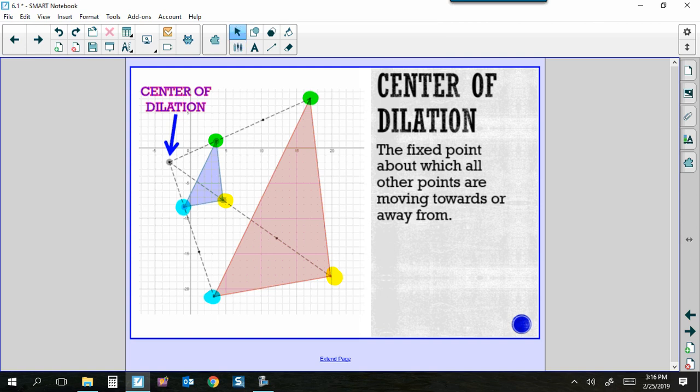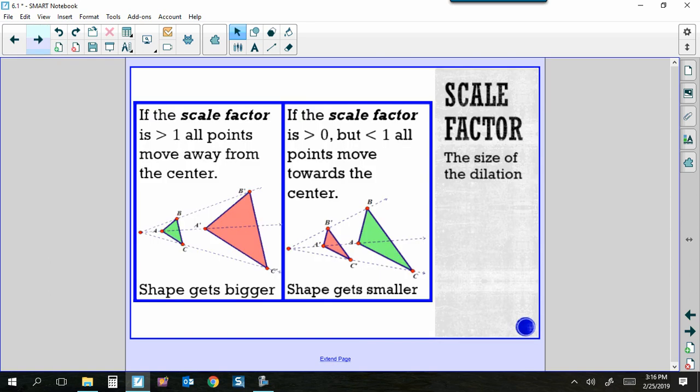So to be a true dilation, you're going to have a center of dilation, which is your fixed point. That's the one not moving. So like when you did rotation, there was a fixed point. Everything turned around it. With a dilation, there's a fixed point that everything is moving in towards or away from. In order to do a dilation, you need to know that center point. You also need to know how big you're making your dilation. Is it getting bigger? Is it getting smaller? That is called your scale factor. It's the size of dilation.